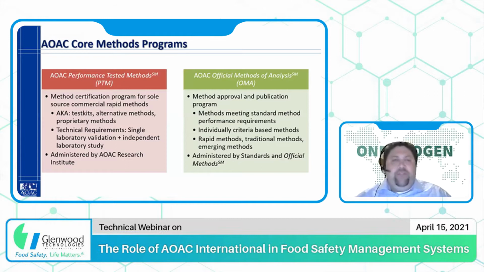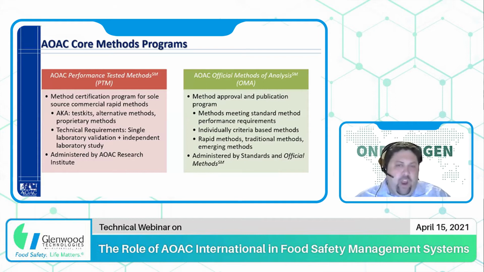Talk a little bit about these two core methods programs, and these are the ones that our audience is probably most familiar with. Starting with the AOAC Performance Tested Methods Program, or PTM. At one time, you may have heard this referred to as the AOAC RI approval, and because it's administered by the AOAC Research Institute, it's sort of begotten that name. However, Performance Tested Method status is the single laboratory validation with an independent laboratory study.